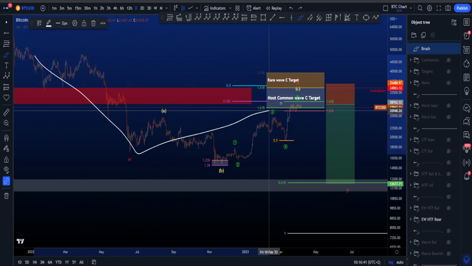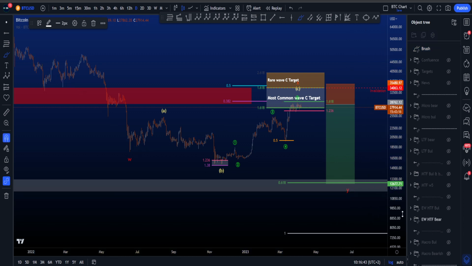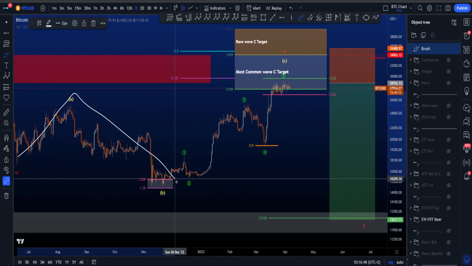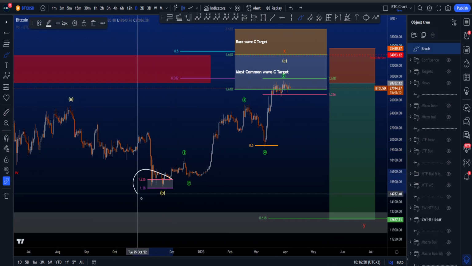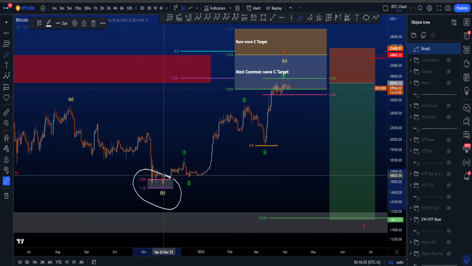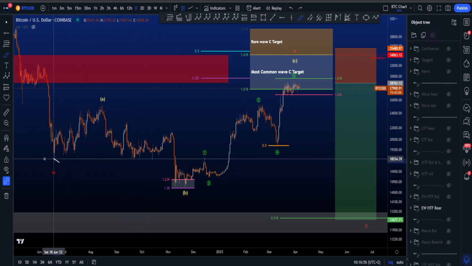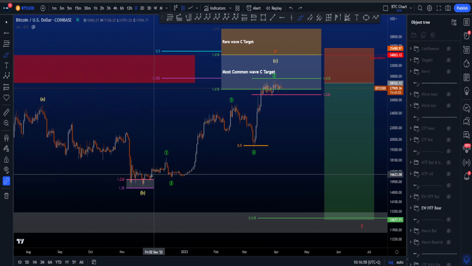So we now have a WX looking for a Y to the downside. Now, if we look at the anatomy of this wave X, we have a B, C over here, with the B bouncing perfectly on the target for an expanded flat wave B between the 1.236 and the 1.38, taken from the low of W to the high of A, for then an impulsive move to the upside.